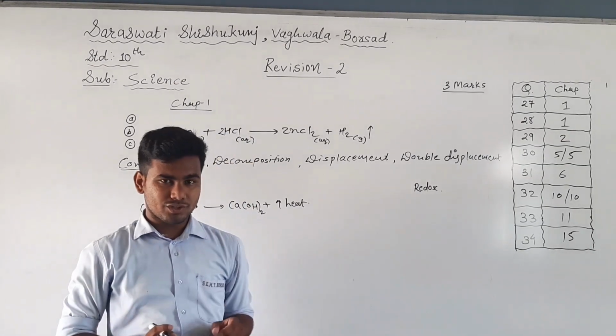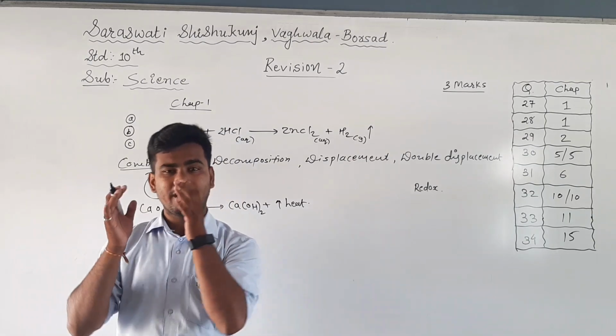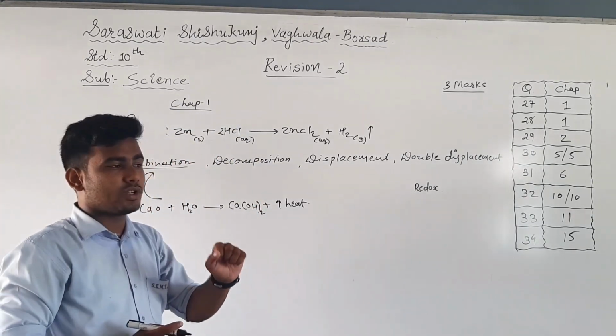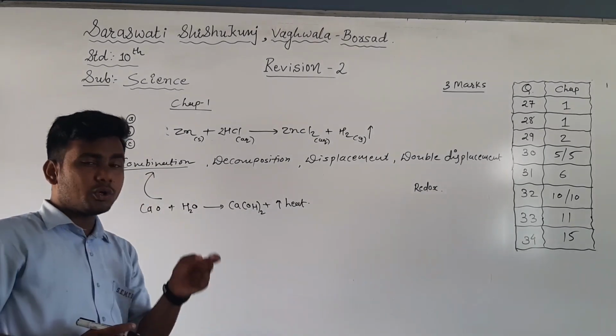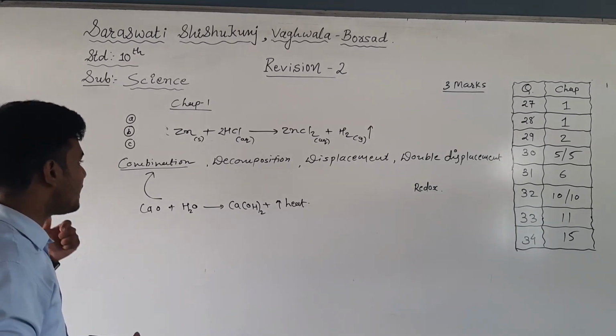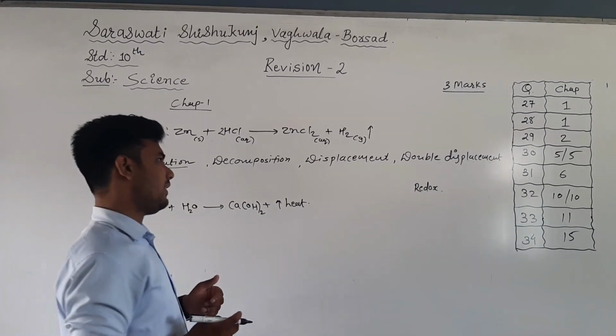So if the question on combination reaction is asked in 3 marks, how do we have to write? First we have to write the definition of combination. After that we have to give the normal example of combination, and if it is asked that you have to explain the combination reaction with a suitable activity, then we have to write the activity also.